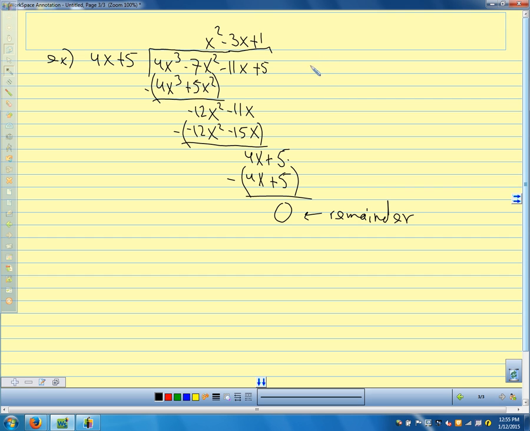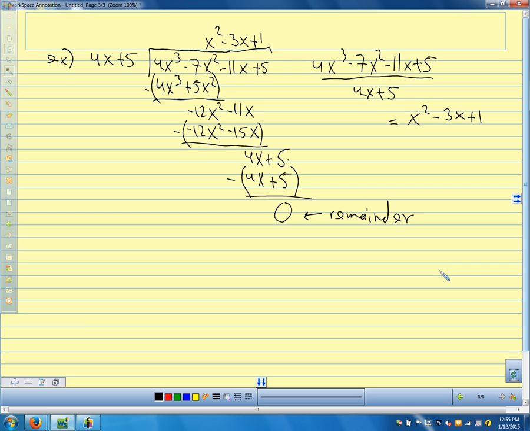So this tells us that 4x to the third minus 7x squared minus 11x plus 5 divided by 4x plus 5 equals x squared minus 3x plus 1. All right, questions then?